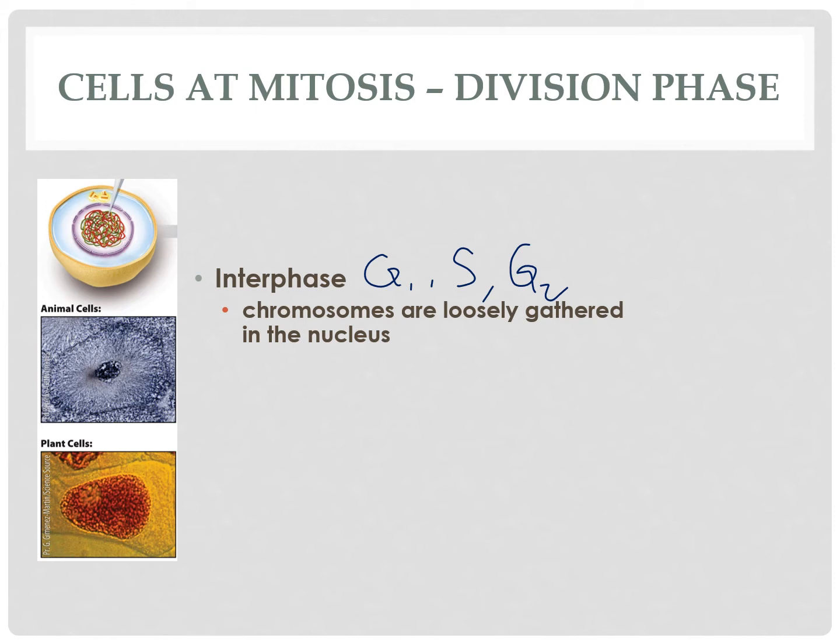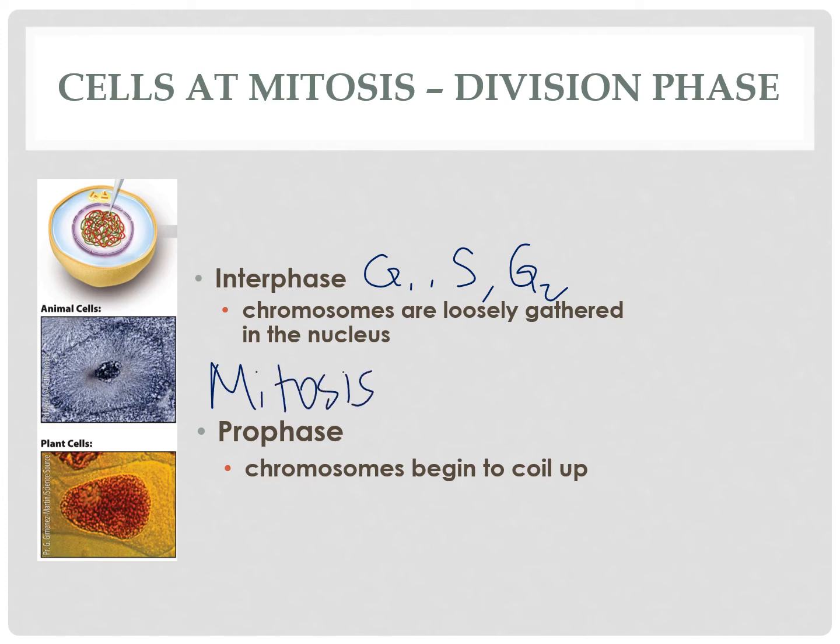When you're looking at interphase generally, if you see some cells that are in interphase, the chromosomes look pretty loosely gathered in the nucleus. You kind of see them all jumbled up and gathered around. They're not well organized in this phase. Once we get into mitosis, mitosis has a few of its own phases. So here's where we're starting mitosis, where we're starting our division phase.